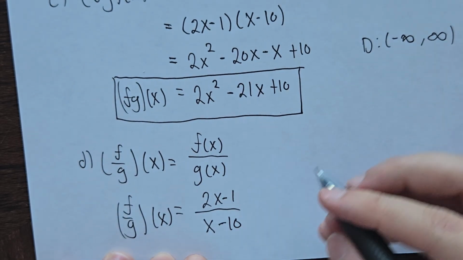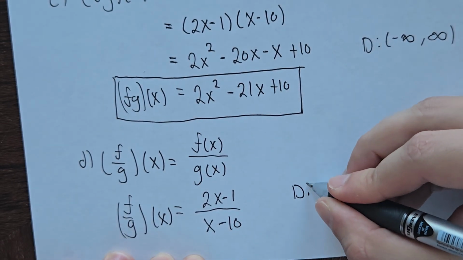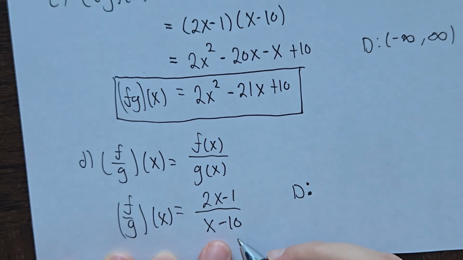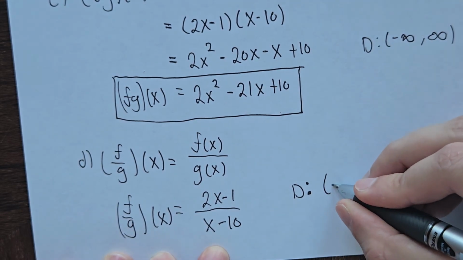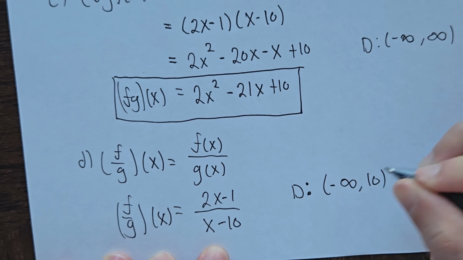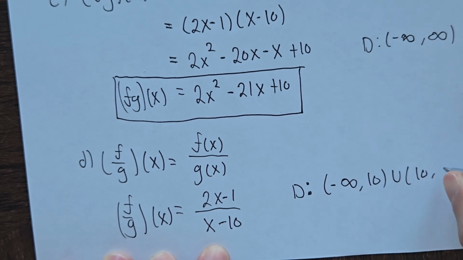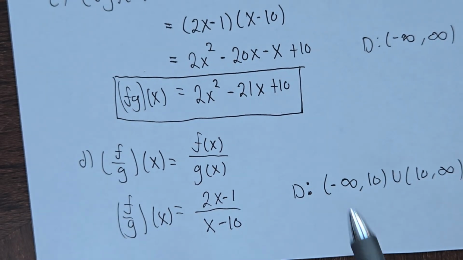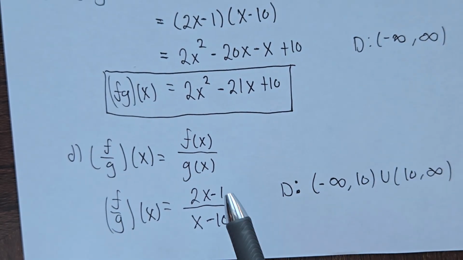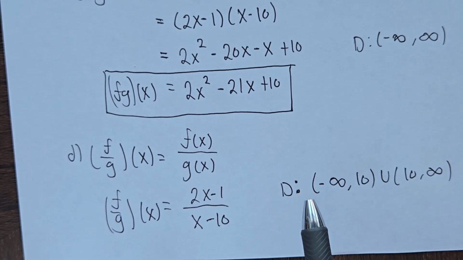But as far as the domain goes, we have to make sure to exclude what would make this 0 in the denominator. And here you can see that it would be the value 10, right? So it would be negative infinity to 10 union 10 to infinity, right? So it's really easy to look at the domains for the previous ones, but this one we have to do a little bit more work once we look at the final version of the function, okay?